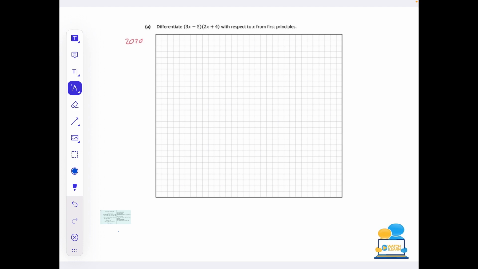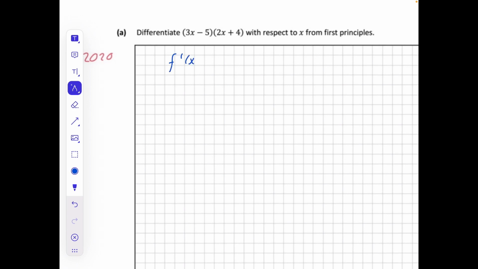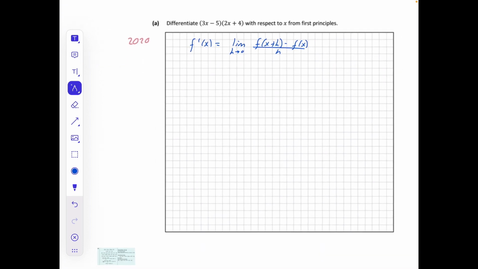Okay, so this also came up in 2020. Again, it says first principles. The first thing I'm going to write down is my formula. Now you'll notice that this question looks a little different. There's brackets involved. If you're a bit into calculus in school, you may know if you want to differentiate that normally you'd use the product rule because they're being multiplied. But for our first principles, we've no way of using the product rule.